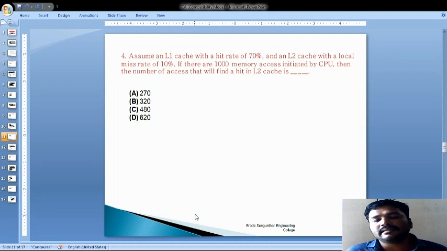You are given a system having an L1 cache and an L2 cache, so primary and secondary cache. The primary cache has a hit rate of 70 percent. The secondary cache has a local miss rate of 10 percent. If there are 1,000 memory accesses initiated, how many accesses will find a hit in the L2 cache? Because in L2 the miss rate is given, and in L1 the hit rate is given. They are asking about the hit rate of the L2 cache.